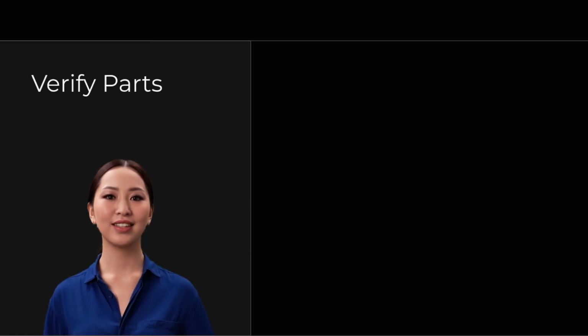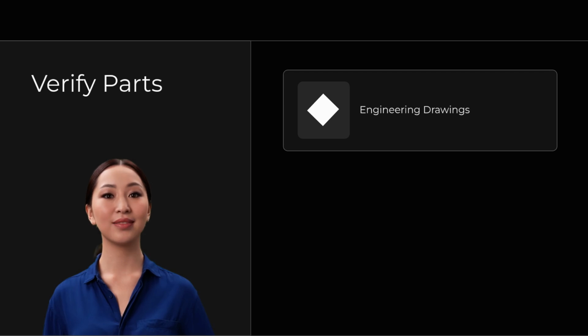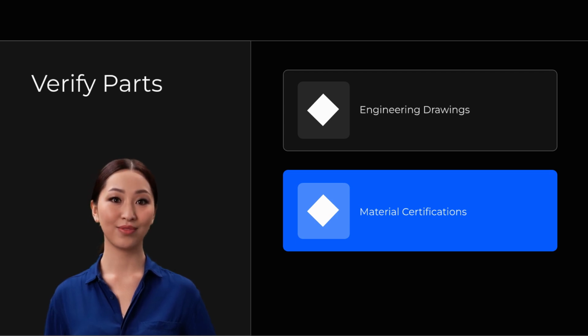Verify engineering drawings and revisions match specifications. Review material certifications and test reports. Validate supplier quality and process capability. Confirm traceability of materials and components. These critical points ensure parts meet all necessary standards before approval.